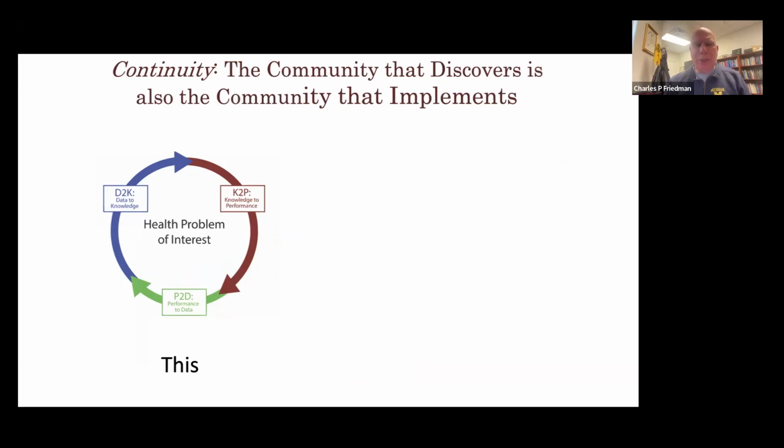The second distinctive characteristic of a learning health system is the idea that the community that discovers is also the community that implements. I've already alluded to this by saying that the learning community drives the improvement cycle. So a way to think about it is that this community, the same community that does the performance to data or green part of the cycle, also does the data to knowledge or blue part of the cycle, and also does the knowledge to performance or knowledge to practice part of the cycle, kind of changing colors, as it were, throughout as the process progresses.